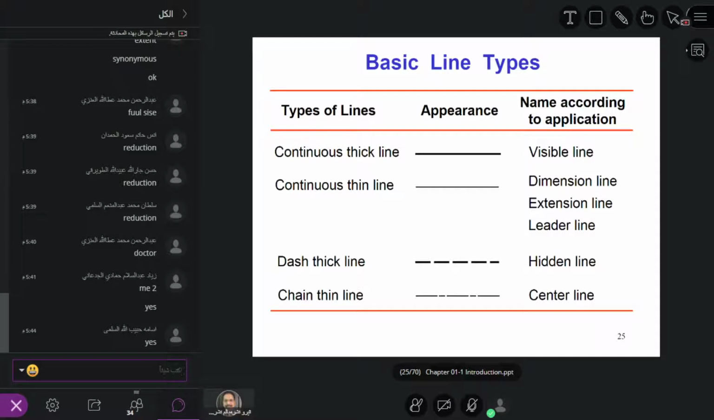Okay, the next most important thing is the basic line types: continuous thick line, thin line, dashed line, chain thin line. I remember last time I was mentioning the lines. Let's see the video that will give you an idea about the lines.